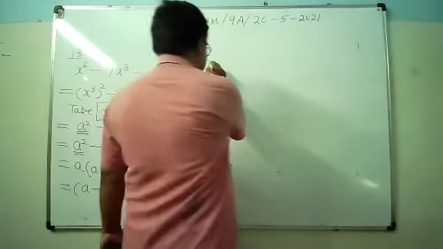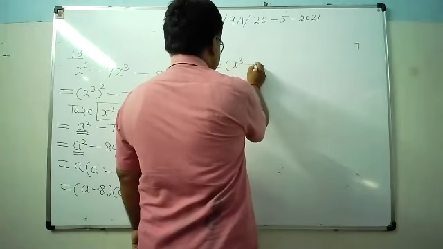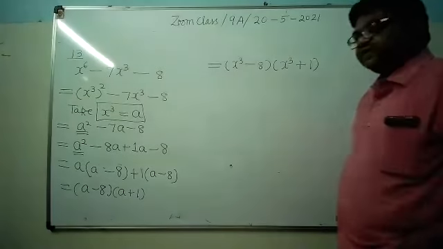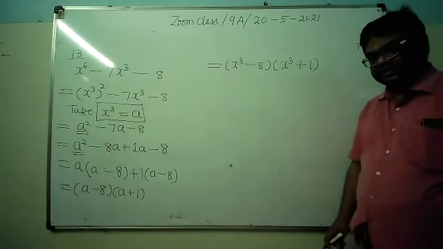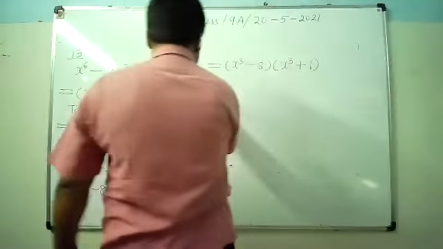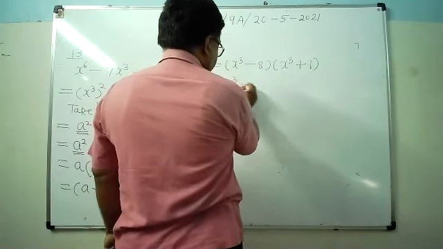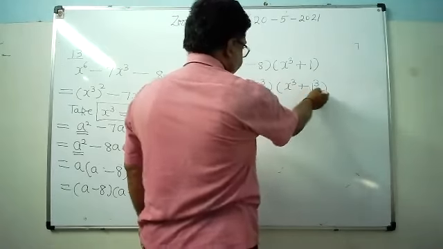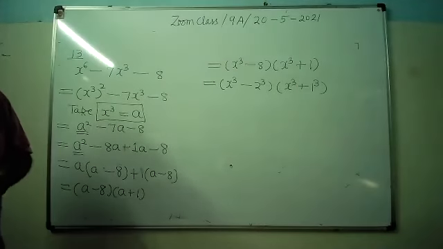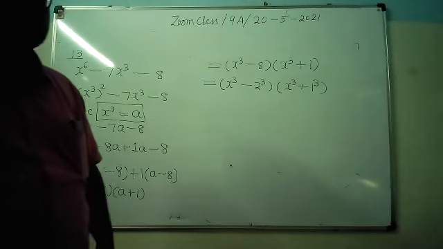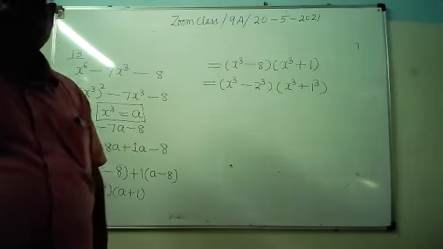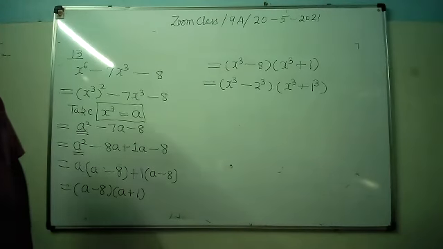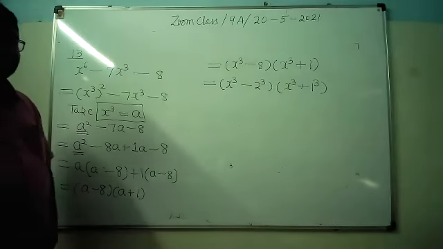So this will be equal to x cube minus 8 times x cube plus 1. You can see here x cube minus 8 and this is x cube plus 1. The first bracket can be factorized by using which formula? A cube minus b cube. And the second bracket can be factorized by taking a cube plus b cube.